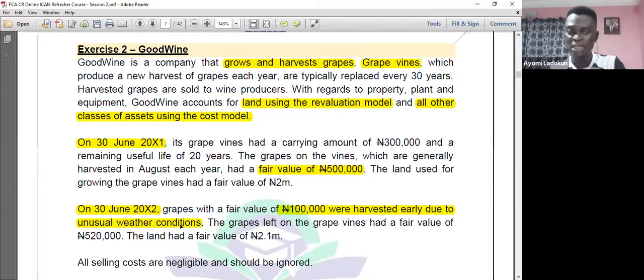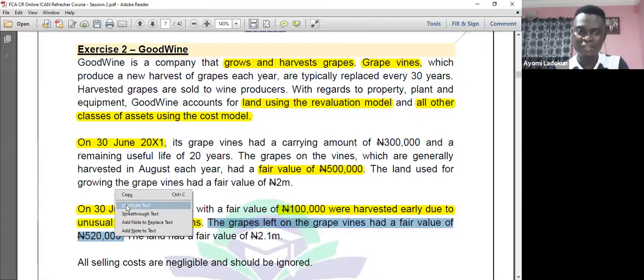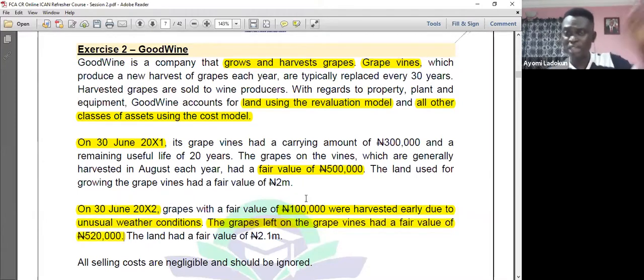But they were harvested, so IAS 41 will cease to apply. This 100 will now become the deemed cost for the purpose of IAS 2. He now said the grapes left on the grapevine had a fair value of 520,000, and at the beginning of the year it was 500,000. So that's a revaluation gain, and I take that 20,000 into my profit or loss account.